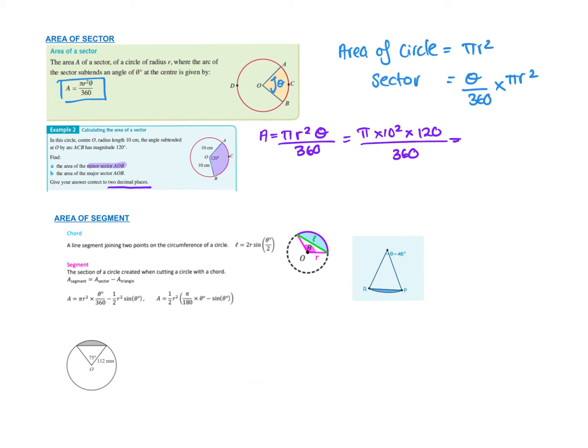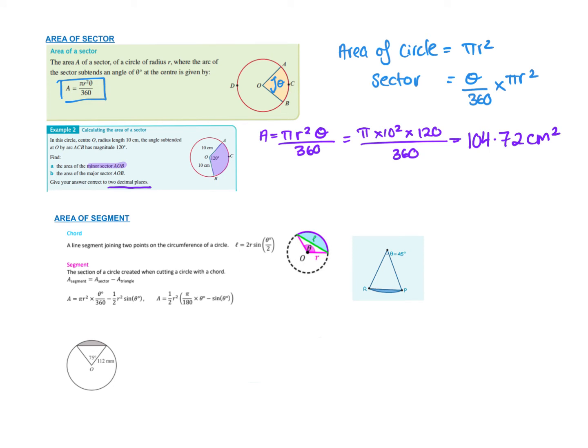Here, pi times the radius squared times the angle over 360. Sorry, I just did Control Enter to get the decimal answer, and it said to 2 decimal places, 104.72 centimeters squared. And it's centimeters squared because it's area now.